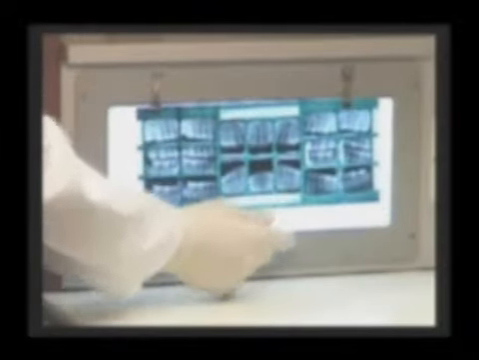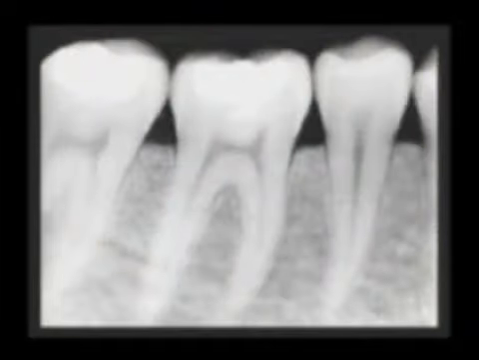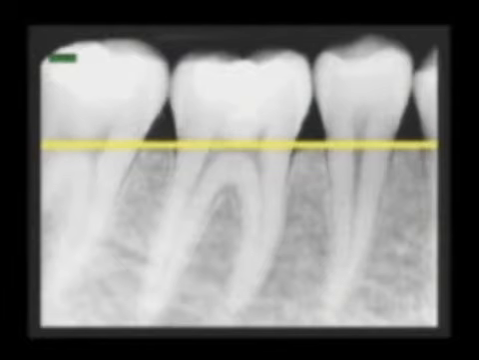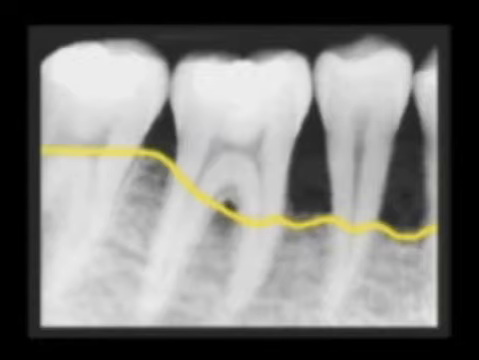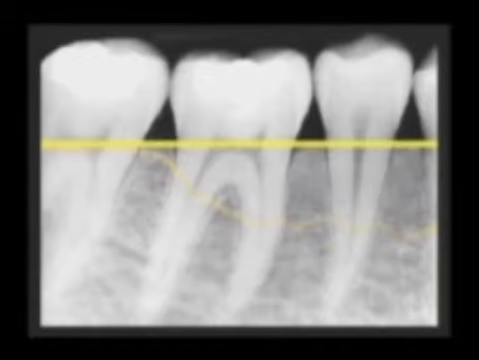Now, the second thing that we do after the measurement is we take x-rays. This is a healthy bone level. If we have periodontal disease at the later stages, you can see how much bone loss we have. This may not be apparent when we look inside your mouth, but we have to take some pictures. This is another reason why we take x-rays. If you see that circle, that's where the tartar buildup causes a lot of damage.